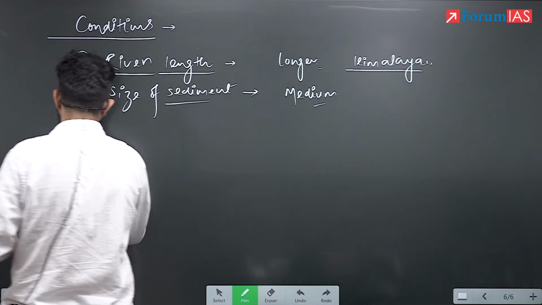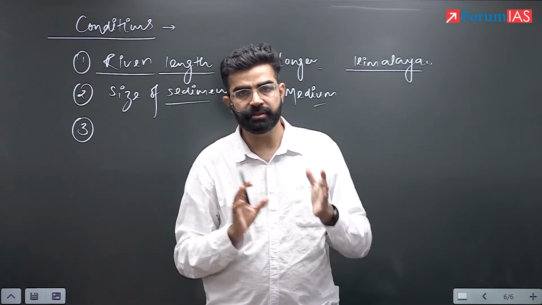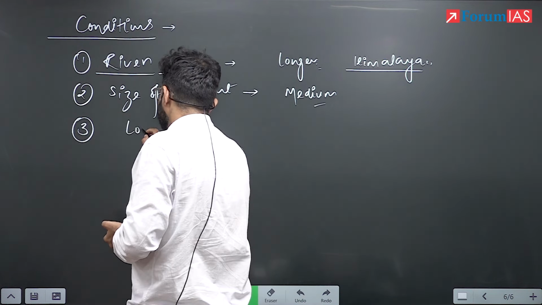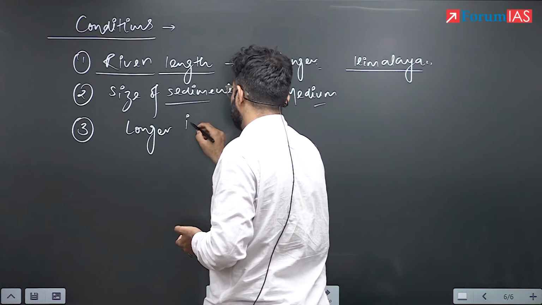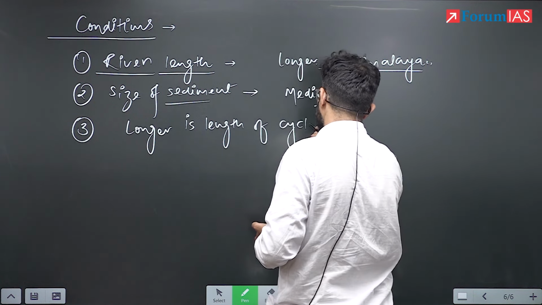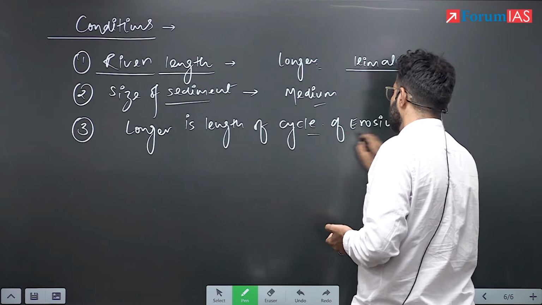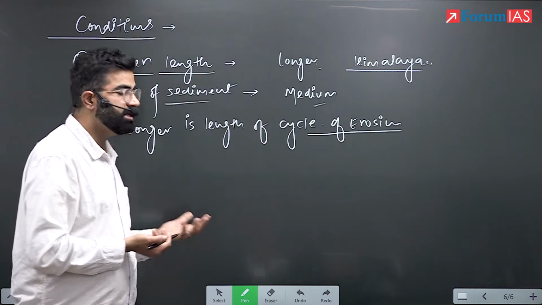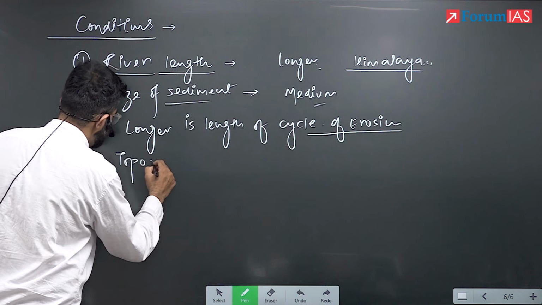The third thing is the cycle of erosion of the river. The longer the length of the cycle of erosion of the river, meaning its length of erosion where the river is cutting across various terrain, the better. The fourth thing is topography through which the river flows.